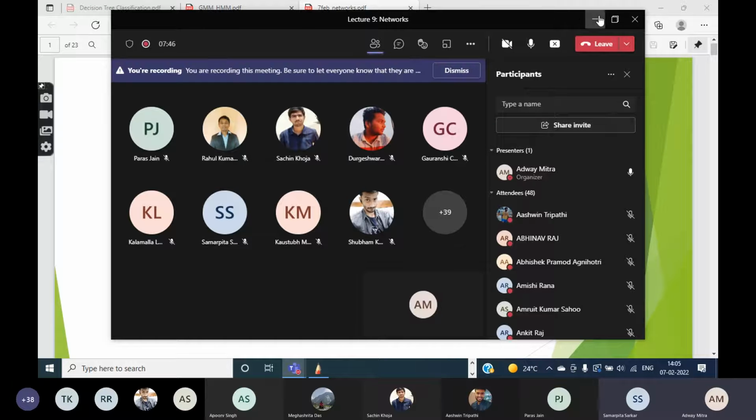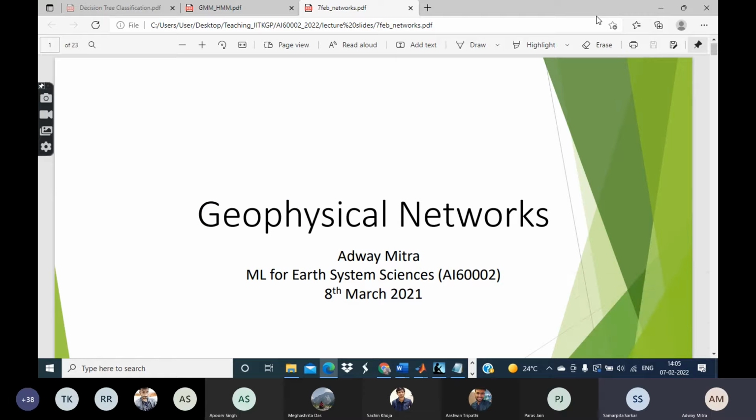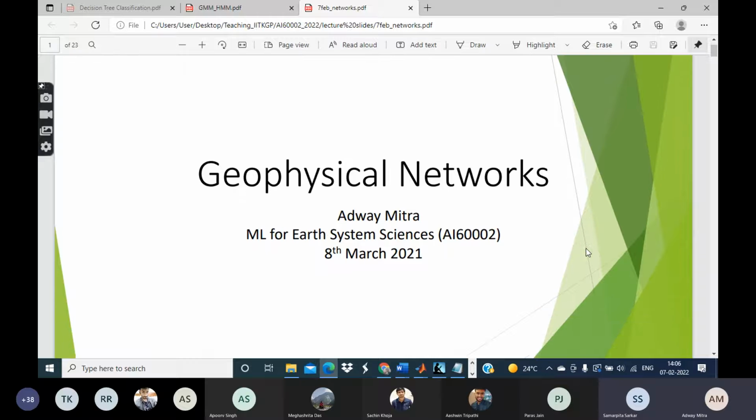Okay. So in the last few classes, we had been discussing issues like missing values, anomalies, extreme values, and things like that. Today we will consider a different topic, which is still related to spatiotemporal data mining, but here we will consider a different sort of tool.